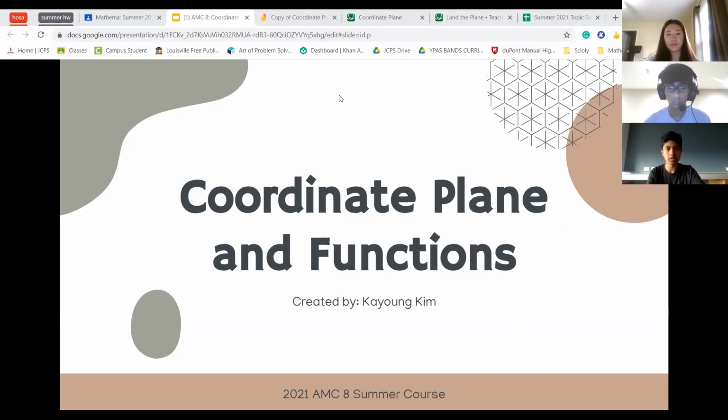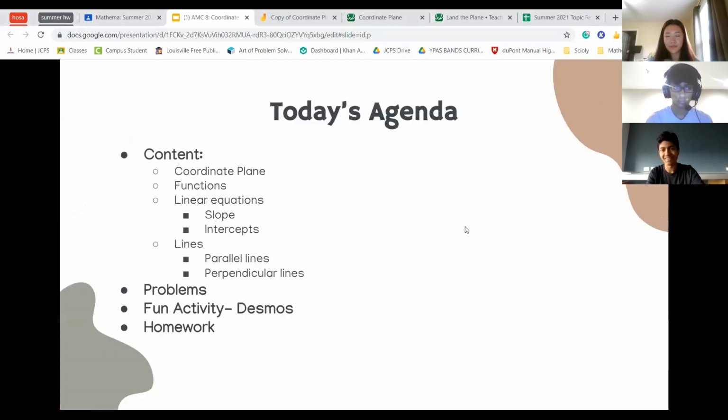Okay, so this week we're going to be going over coordinate planes and functions. Yeah, so not this week, today. So that's the topic for today.